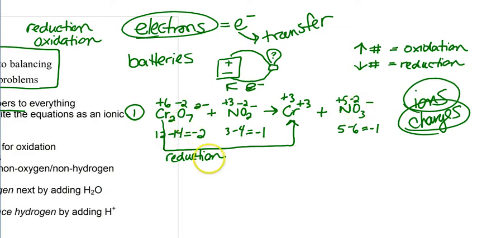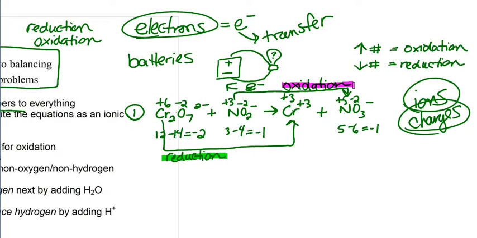But anytime you have reduction, you must also have oxidation. So oxidation and reduction must occur together. The nitrogen is going from +3 to +5. That is an increase in oxidation number. So this must be oxidation. It is losing electrons, becoming more positive. So I have identified what is being oxidized and what is being reduced. So those are my two parts of my reaction.